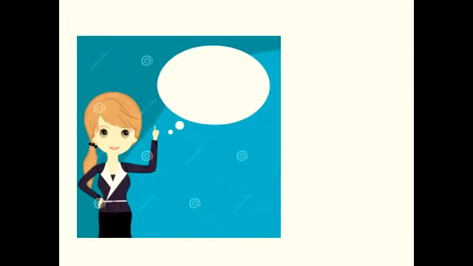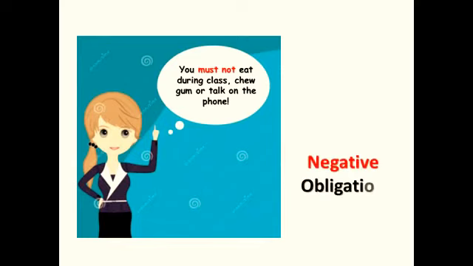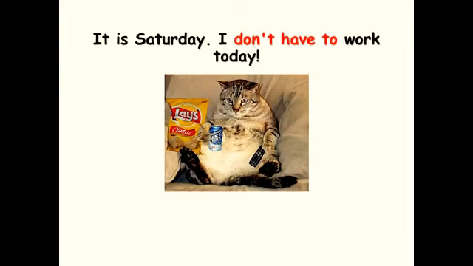Now, the teacher says, "You must not eat during class, chew gum, or talk on the phone." Here she uses must not to show negative obligation. Here's another example. It is Saturday. I don't have to work today. Here we use don't have to show that it is not an obligation.